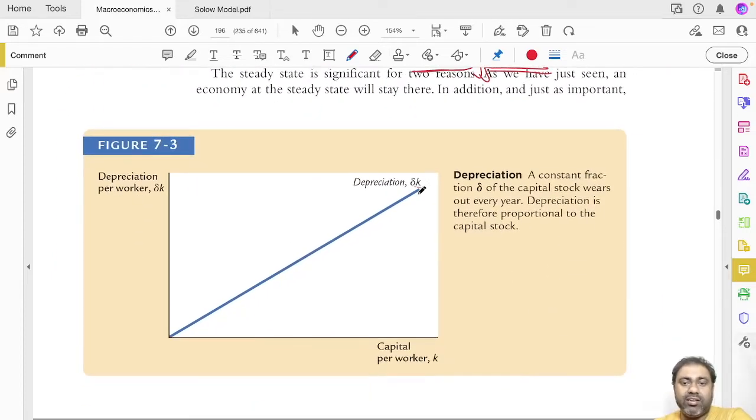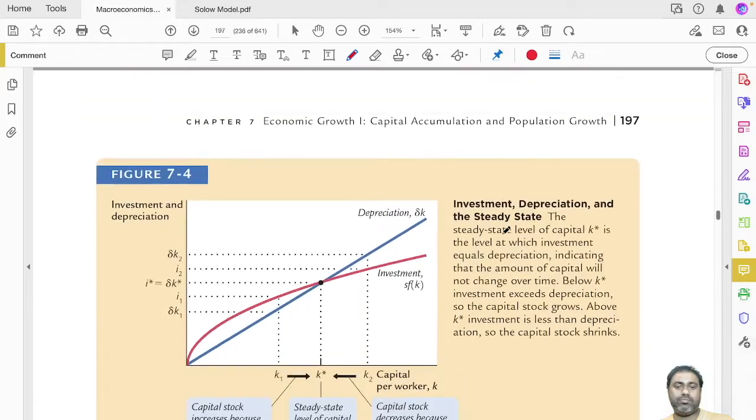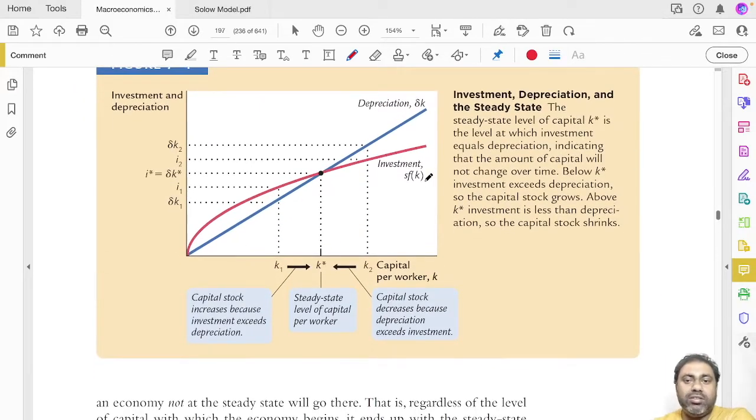So this is your depreciation line. If delta is higher, then we'll get a curve like this. When delta is lower, we'll get a curve like this. Okay. So a constant fraction of capital stock wears out every year. Depreciation is therefore proportional to the capital stock. Okay. Now we need to look at this line. And now let's say that we also have this, which is your f(k).